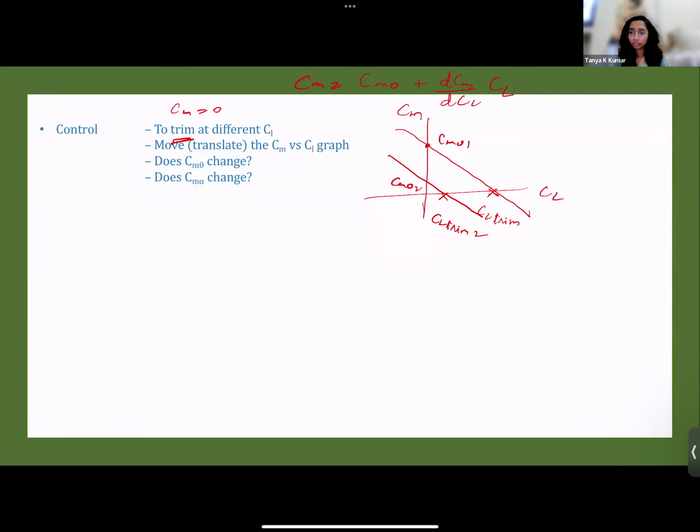Does Cm alpha change? Cm versus CL is similar, right? So Cm versus alpha follows a similar trend, though not the exact values. Does Cm alpha change? When I deflect my elevator, when I deflect any control surface, does my Cm alpha change?